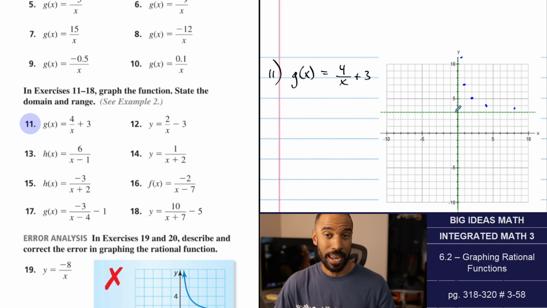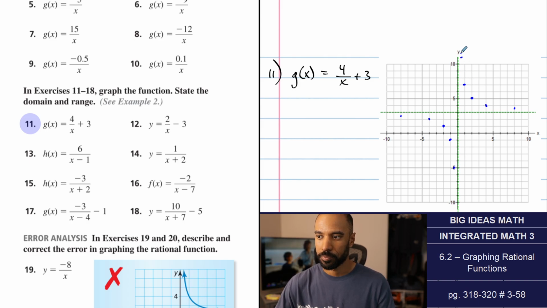And we can divide by the negative. So now we go this many down. So 4 divided by 1 is 4. 4 divided by 2 is 2. 4 divided by 4 is 1. 4 over 8 is 1/2, and 4 over 1/2 is 8. 8 down from 3 is -5. Those are good points to plot.